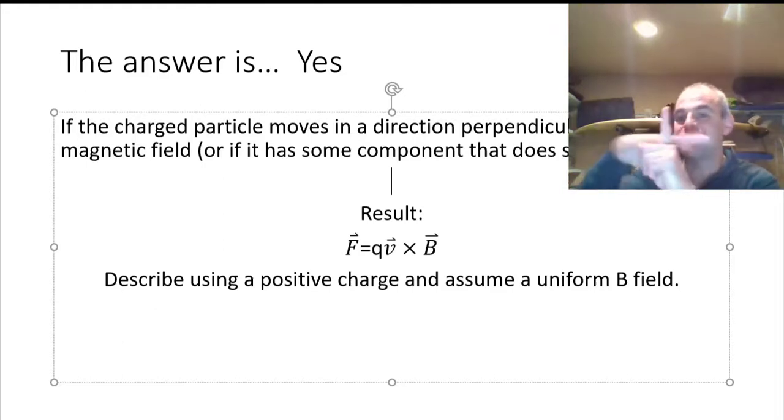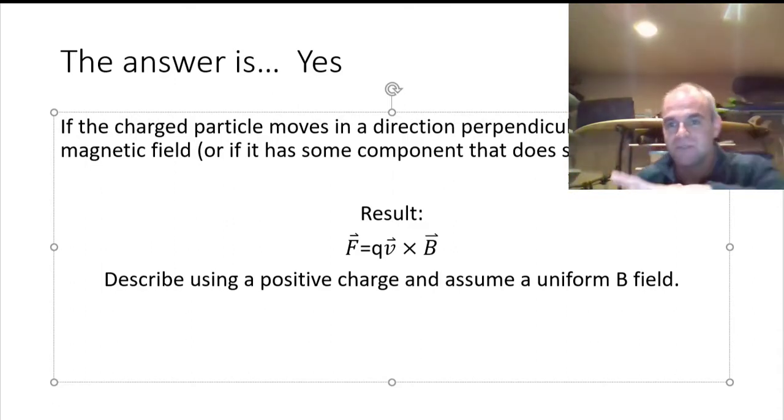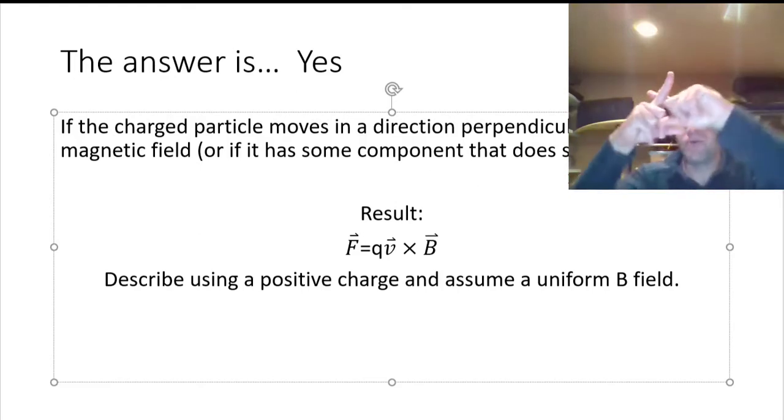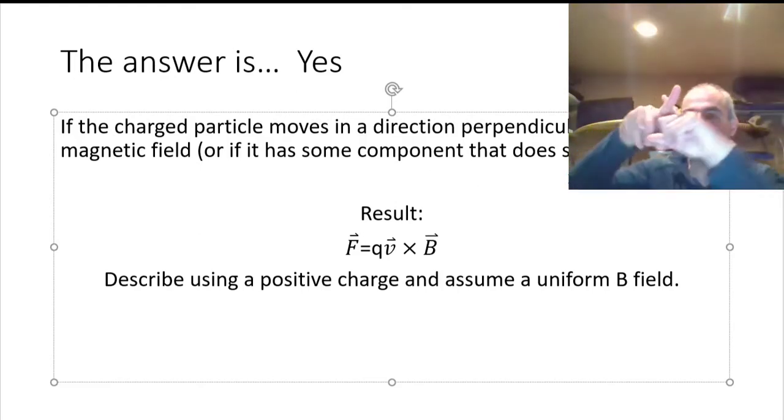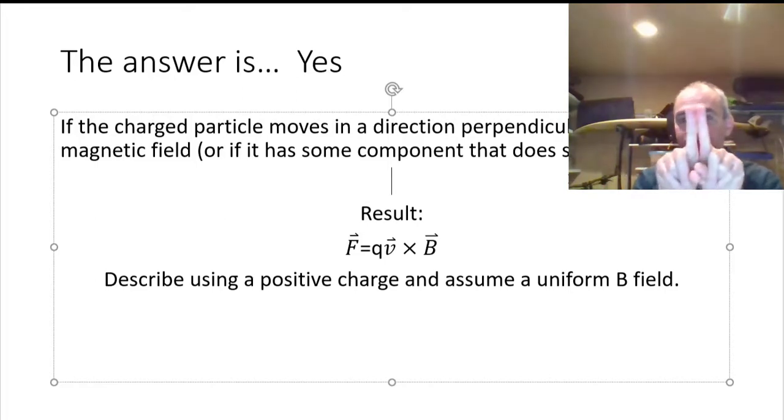So if V is this way and B is that way, then you multiply the V and the B and multiply that times the Q and you get the size of the force. If V and B are that way and they're at right angles to each other, you can do the same thing. No matter what the orientation is, if they're at right angles to each other, then you can simply multiply the two of them together. If they're parallel to each other, the cross product has a value of 0.